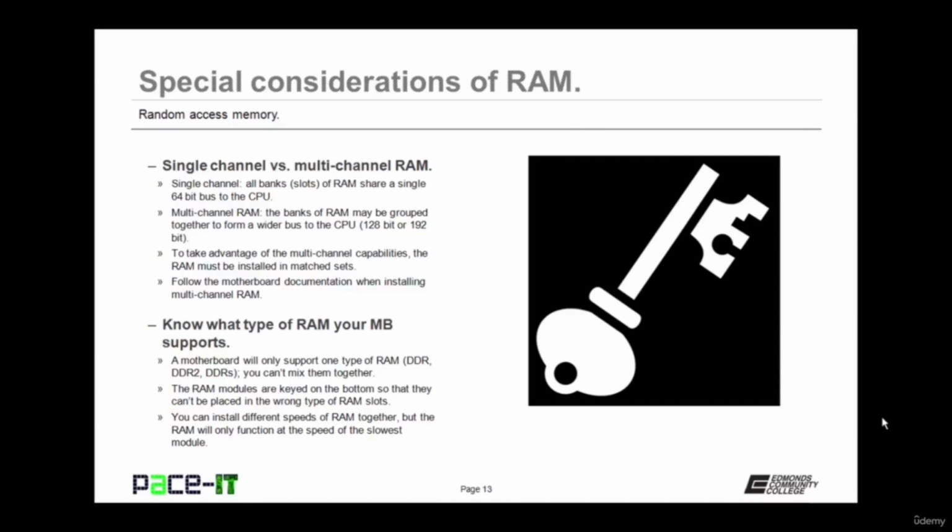And the final thing that you need to consider: you can install different speeds of RAM together, but you need to remember that the RAM will only function at the speed of the slowest module.